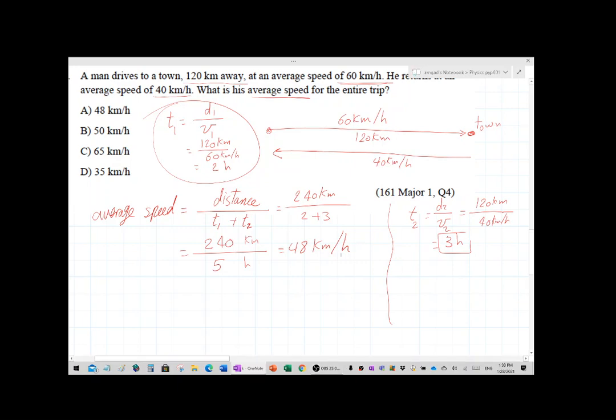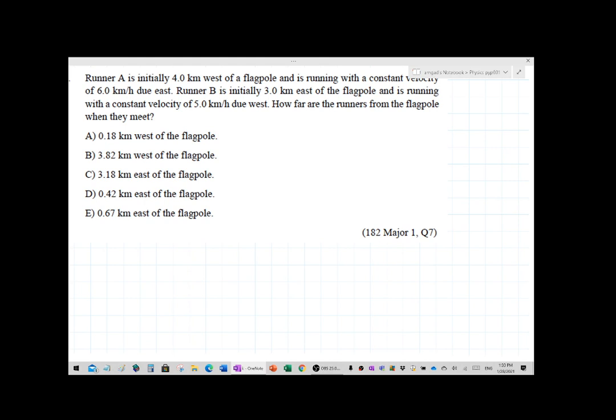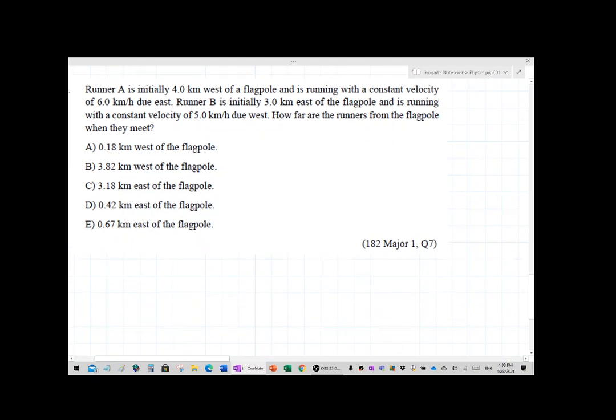So let's go to another one. A runner A initially 4 kilometers west of a flagpole and is running with constant velocity. I think I solved this one in one of my videos, but let me do it again. It's not a big deal.